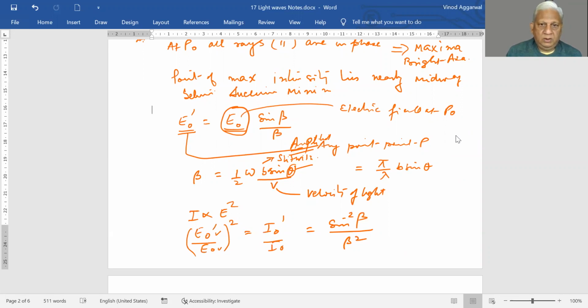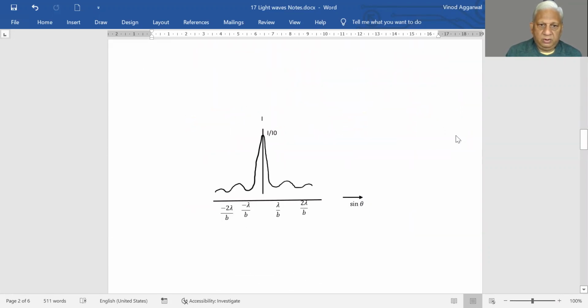Now, if we plot this relationship, we get a plot something like this. At different points, this function is defined like this, whereas on this axis we have sine theta. And this is the ratio of I by I0. On this axis, we are plotting intensity.